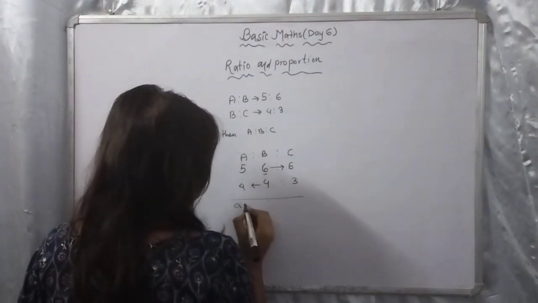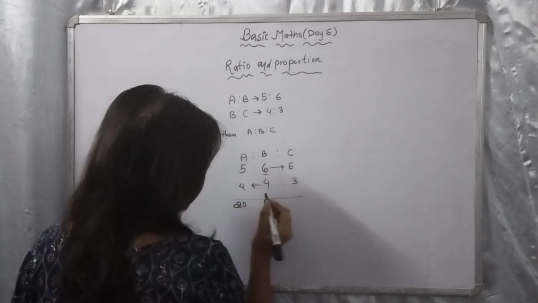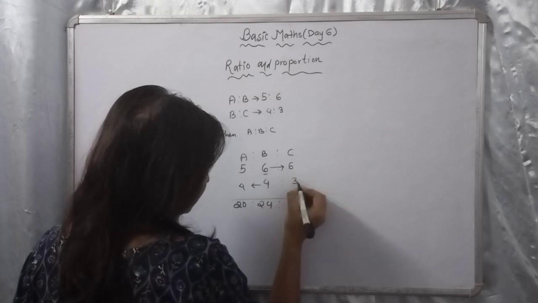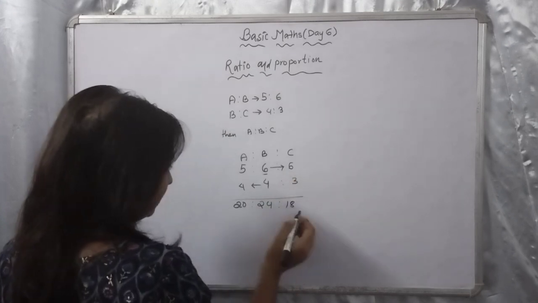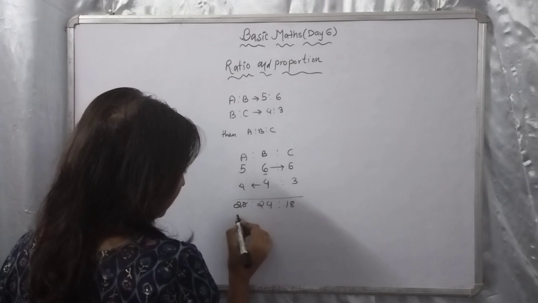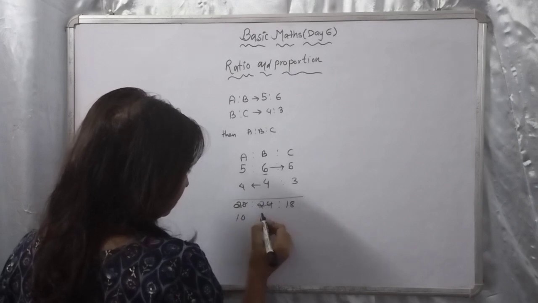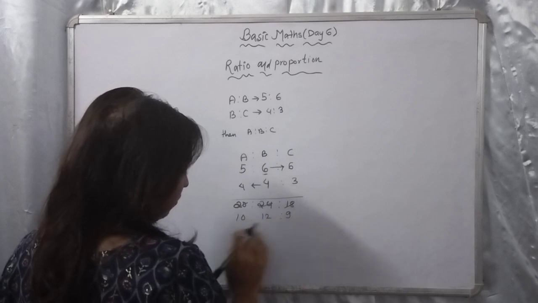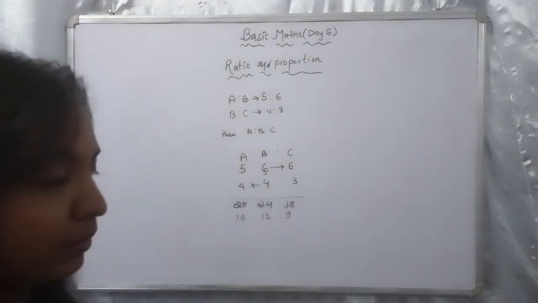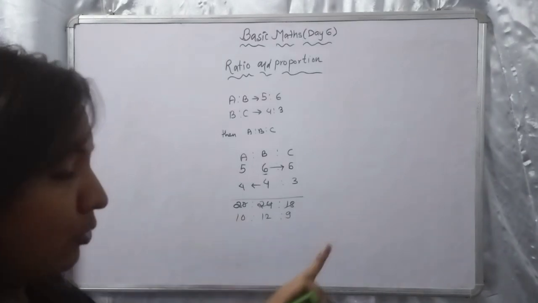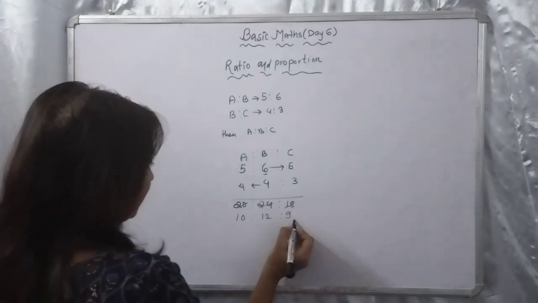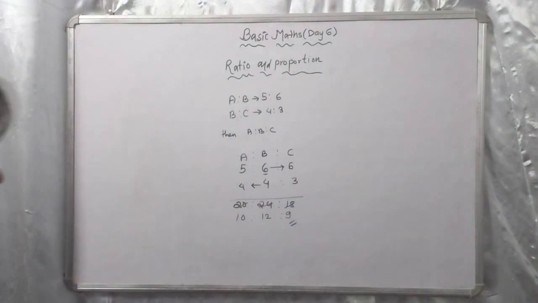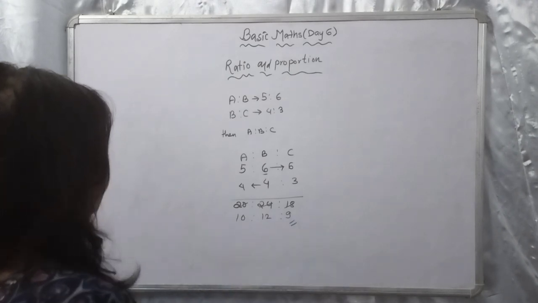Now we will multiply. 5 4s are 20 is to 6 4s are 24 is to 6 3s are 18. Now all the numbers get cancelled out by 2. 5 2s are 10, 2 12s are, 2 9s are 18. Now since all these three numbers can't be divided by one number, so this is our final ratio. So A is to B is to C is 10 is to 12 is to 9.